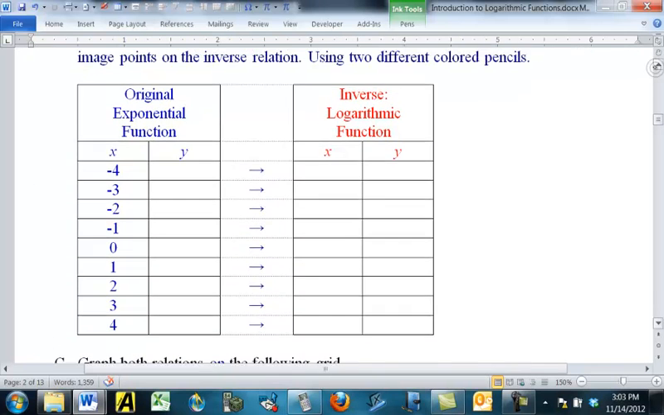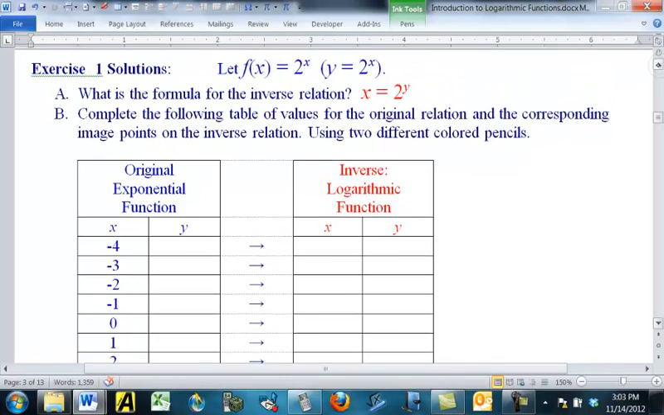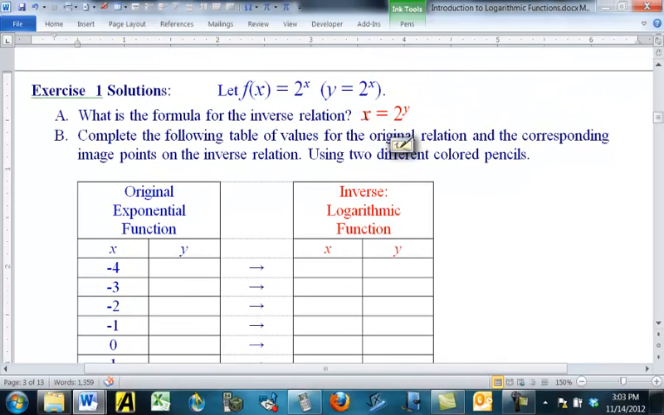Okay, so let's take a look at this and work out the solutions. First of all, if the original is y equals 2 to the x, the new one is just x equals 2 to the y. And by the way, I'm going to color code things here. Blue is going to be the original exponential, and the logarithmic function is going to be in red. So let's fill out the table here.